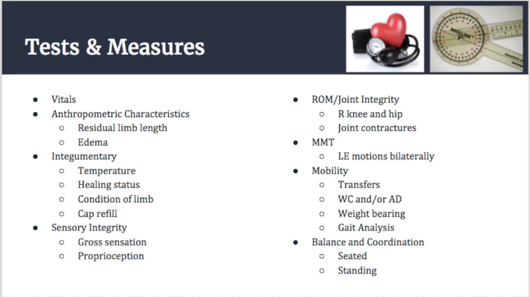So then for mobility, we will have bed mobility and transfers to wheelchair or out of bed to assistive device, wheelchair mobility if he has one, weight bearing for when he stands up, and gait analysis. Some of these will be deferred until after the prosthetic fitting, like gait analysis. Finally, balance and coordination is crucial for prosthesis wearers since he will have to don and doff his device.